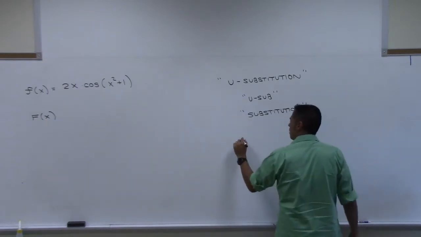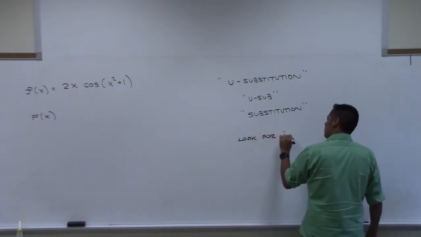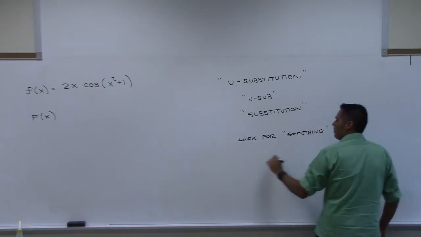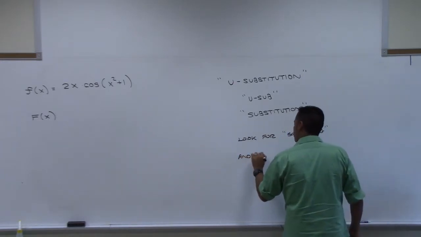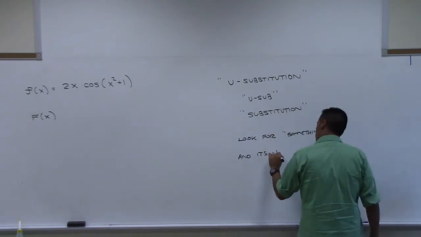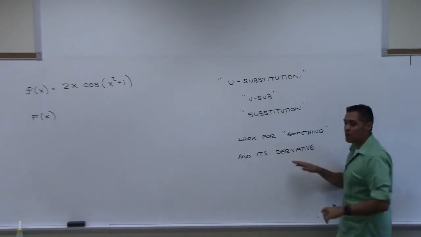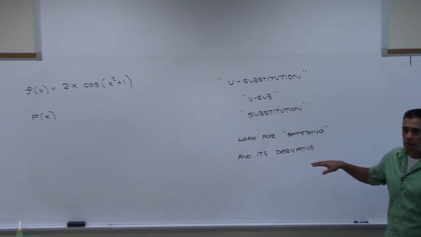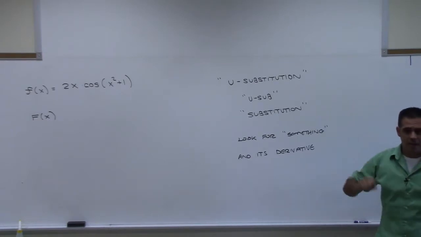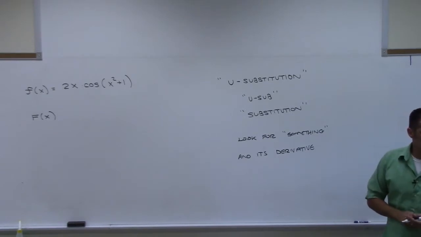So U substitution: look for something and its derivative. So you have to go do that first. We all agree that x squared plus 1 is the something here, right? And its derivative is sitting there also, which is 2x, yes?